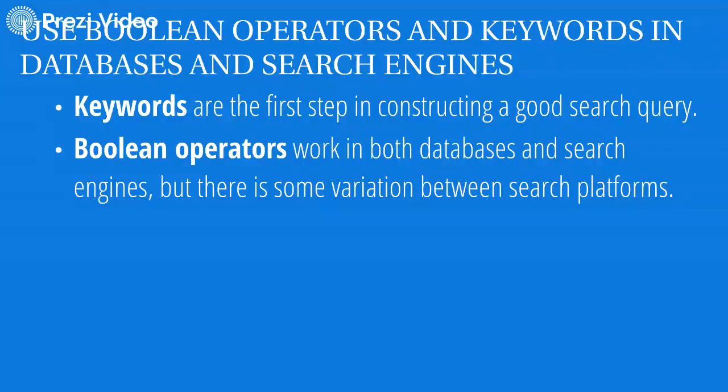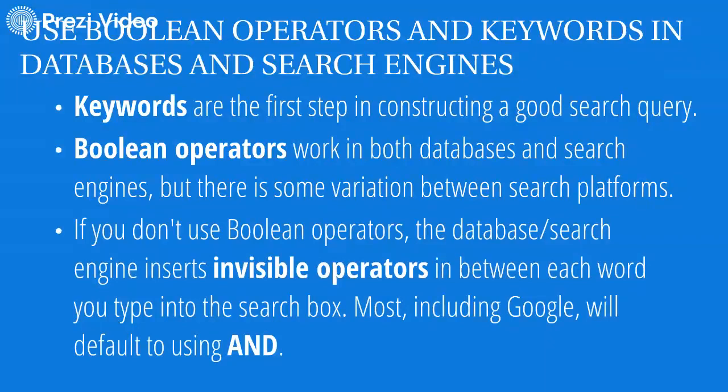And there are lots of places that you can look up lists of these kinds of Boolean operator shortcuts and how they work in different databases and different search engines. But please be aware that if you don't put Boolean operators in yourself, if you just give a computer a bunch of words and you don't give it any operators, it has to guess in order to give you an answer. So the database or the search engine will insert invisible operators if you don't give it any instructions. And it will do that in between each word that you type into the search box. Most of them, including Google, will default to using and.